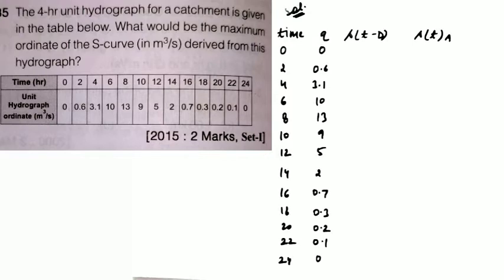I have already mentioned the table and the complete details given in the table. The time sequence is given and the discharge at that time interval is given. So you do not have to convert it into a unit hydrograph. You just have to determine the maximum ordinate of the S curve. See, how do you solve this?